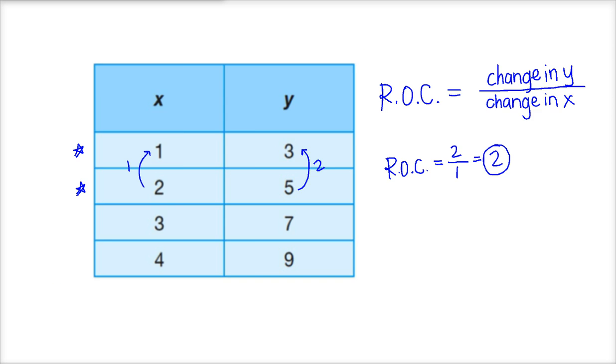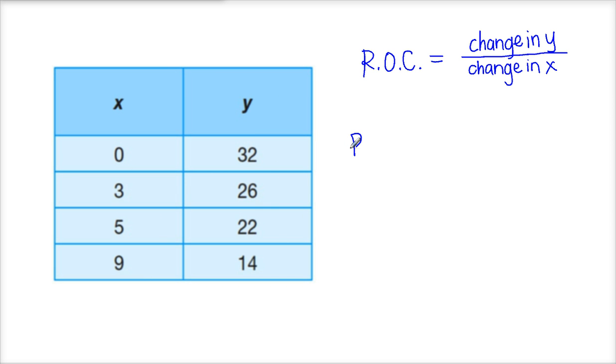Let's look at another example. Here's a different table, and once again we're going to find the rate of change by first choosing 2 points, so it doesn't matter which 2 you choose. Let's change it up a little bit, and we're going to find how y changed. So 22 minus 26, that's negative 4, so y changed by negative 4 units, and x changed by 5 minus 3, which is 2. X changed by 2 units. So simplify the fraction. Negative 4 divided by 2 is negative 2. So the rate of change is negative 2 for this table.